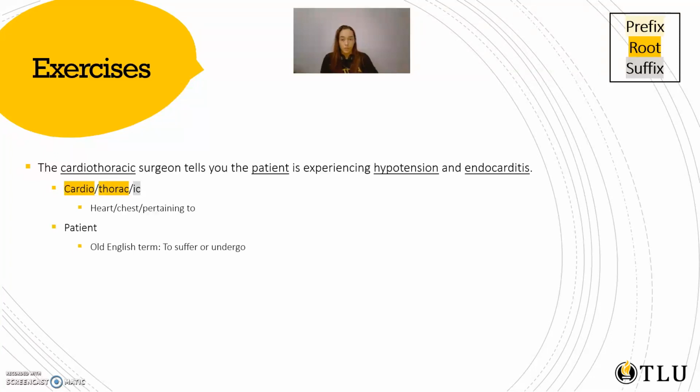The next one, patient. This was a trick. This is the Old English term to suffer or undergo, so it cannot be broken down into a prefix, root, and suffix. Hypotension, same thing as hypertension earlier in the PowerPoint. Hypo is below, tense is pressure, and shun is condition. Endocarditis. Endo is within, card is heart, and itis is inflammation. My root word card did not need a combining form because the suffix starts with a vowel, I.